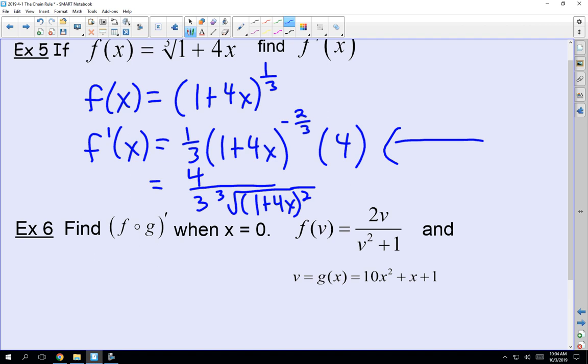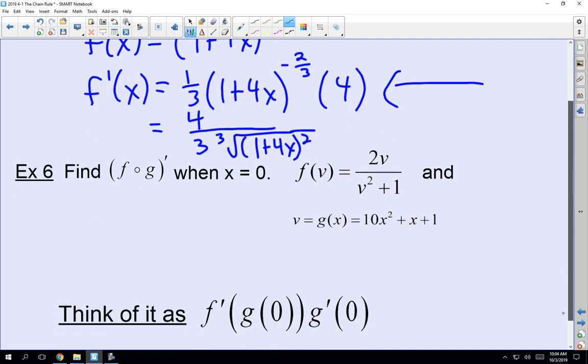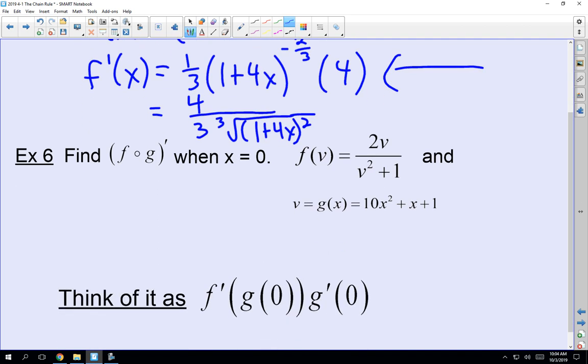Now they aren't in the same variable, right? But that's not a problem. We just take the derivative of the thing in v and then substitute, and then plug in 0. But my hint here is you can think of this as f prime of g of 0, g prime of 0. That's what this is. So it's f prime of g of 0, g prime of 0.